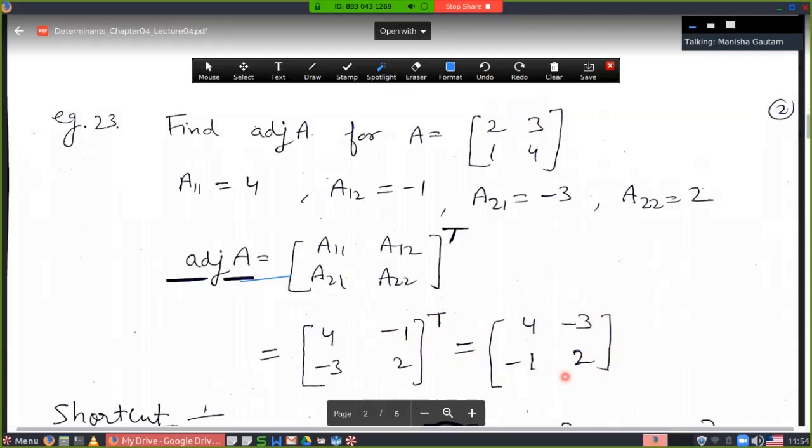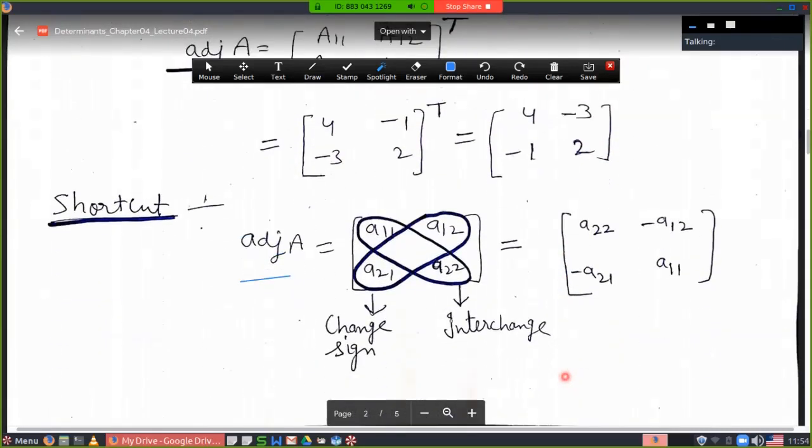Now here is a shortcut to find the adjoint of a 2 by 2 order matrix. Let's see here. The given matrix is a11, a12, a21, and a22. If you want to find the adjoint of this matrix, you have to just interchange these circled elements. I have written here, interchange these. And the second boundary shows you, change the sign of these two elements.